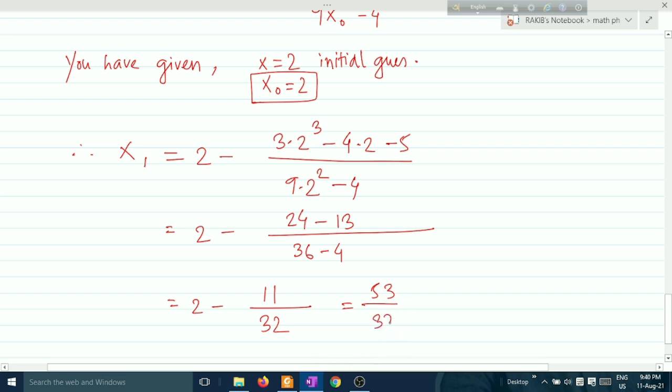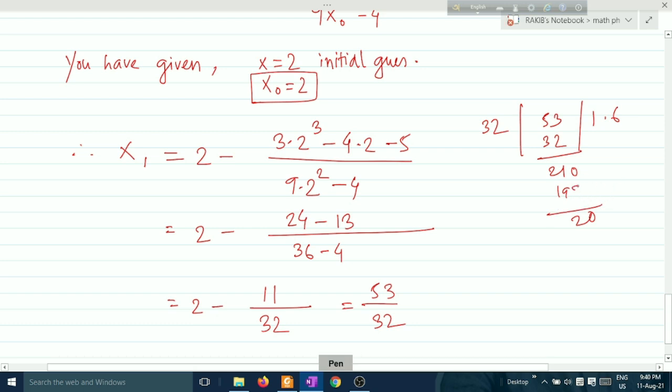You can check this out. 53 by 32: 32 goes in once, this means 32, leaving 21, then 210, 6 times 32 is 192... am I correct?